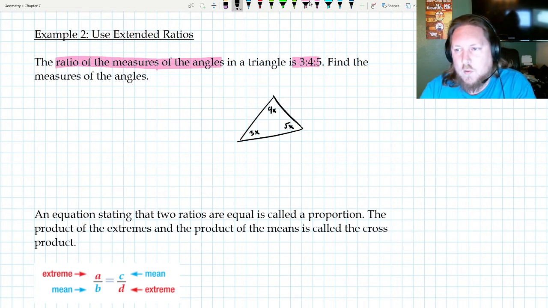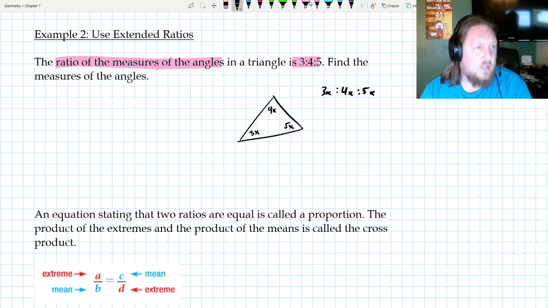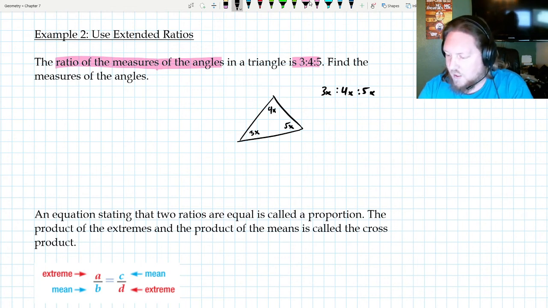So the ratio, if I were to write the ratio down of these three angles, it would be 3x, 4x, and 5x. I could divide everything by x because it has to at least be 1, right? So I could divide everything by x, and you can see it reduces down to 3 to 4 to 5.